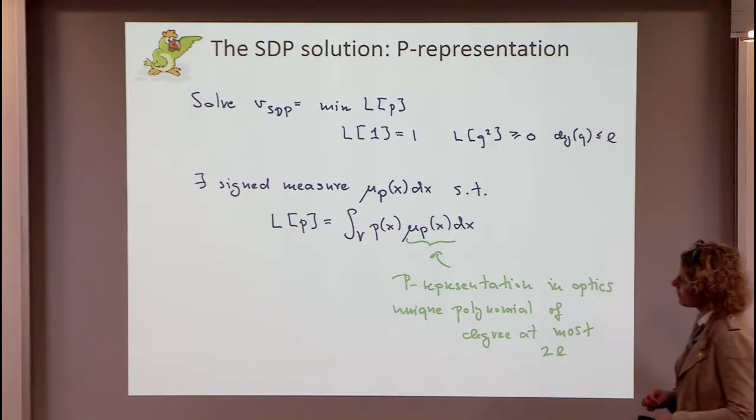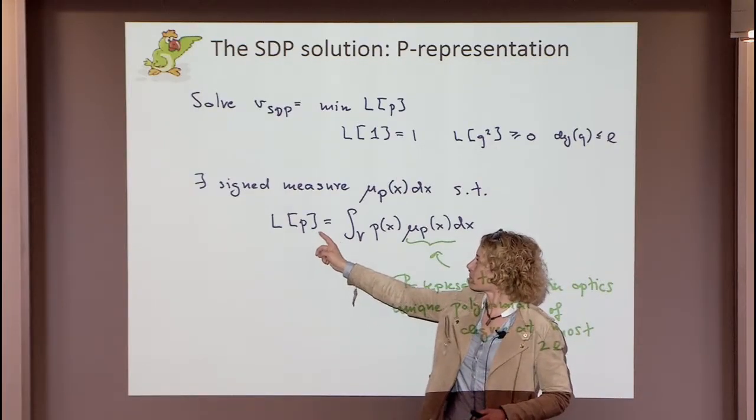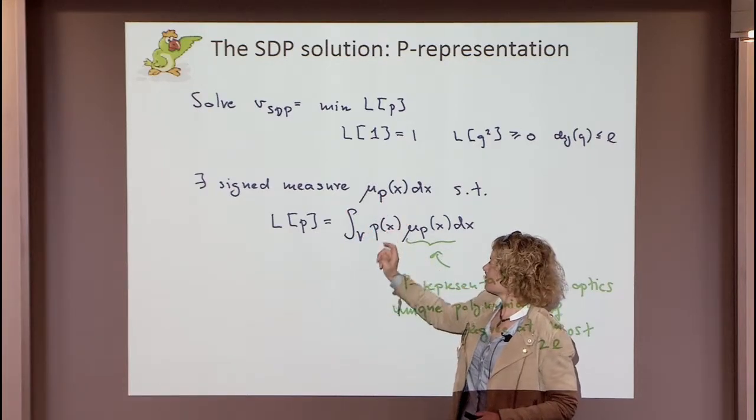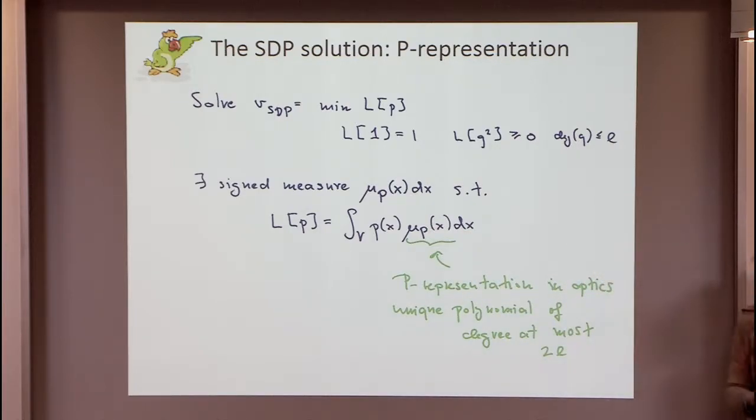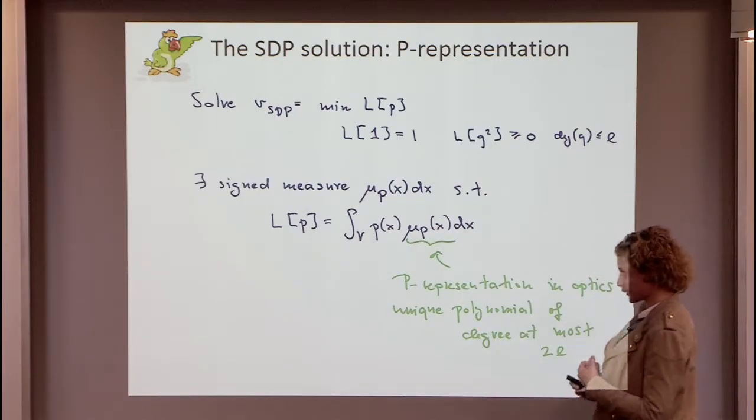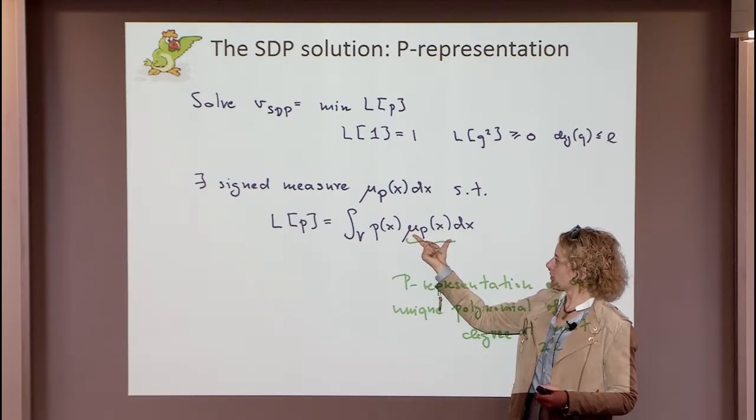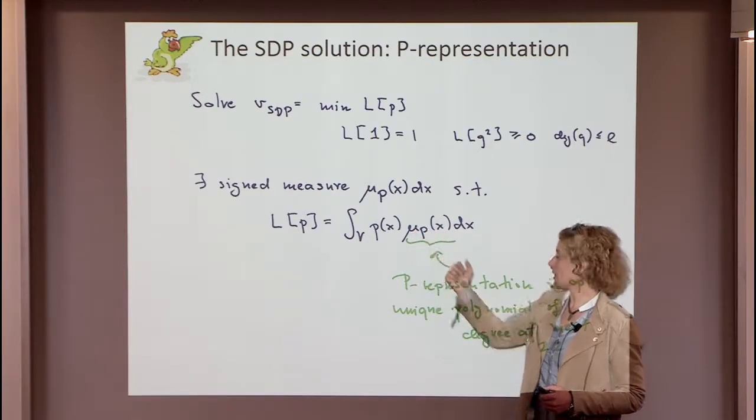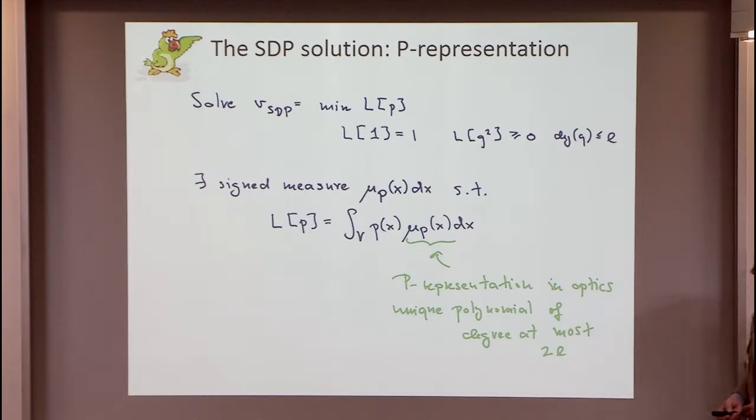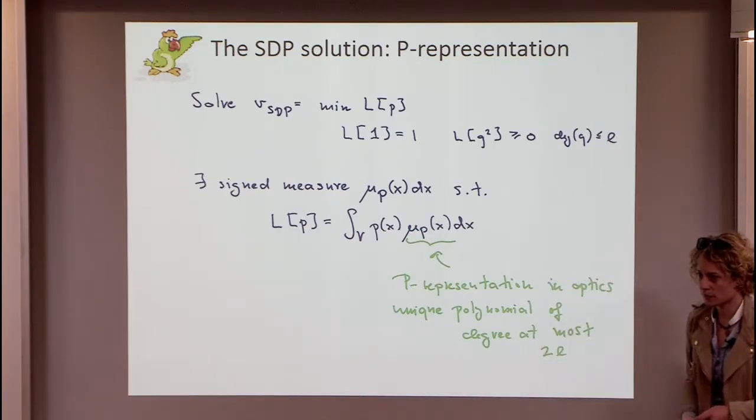It's not difficult to see, especially in this abstract notation, that there exists some signed measure such that I can write this L in the form of a L. I'm not sure that this is how you usually write it down, but I find it useful to think about it like this. Because here we have something which in quantum information or quantum optics one likes to call the P representation function. And in fact it turns out that one can take it to be a polynomial of degree at most 2L, where L is the level that we have.